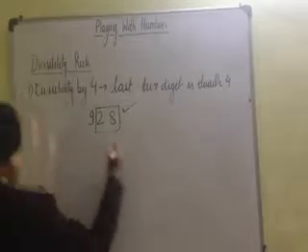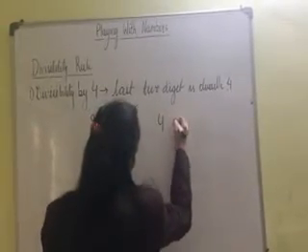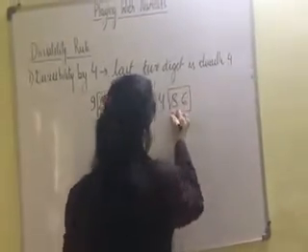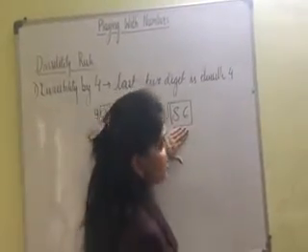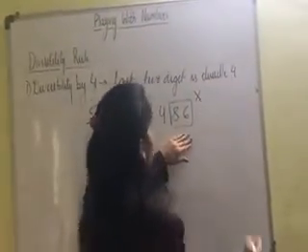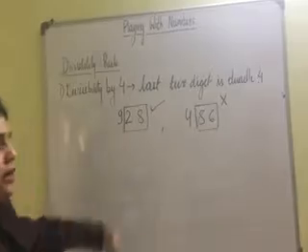Take one more example, 486. The last two digits are 86. Now divide 86 by 4. Is it divisible? No. It means 486 is not divisible by 4.